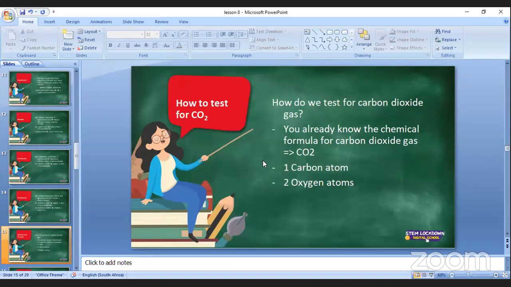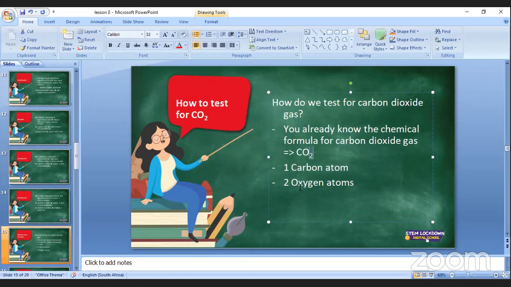Yes. So now, how do we test for carbon dioxide, grade 9s? This one is for those who are actually interested in chemistry next year. You will do this in detail in your respective schools. But how do we test it? You already know the chemical formula for carbon dioxide gas, which is CO2, when we have 1 carbon atom and 2 oxygen atoms. Then this is carbon dioxide. And then if we've got 1 carbon atom and 3 oxygen atoms, that is a carbonate.